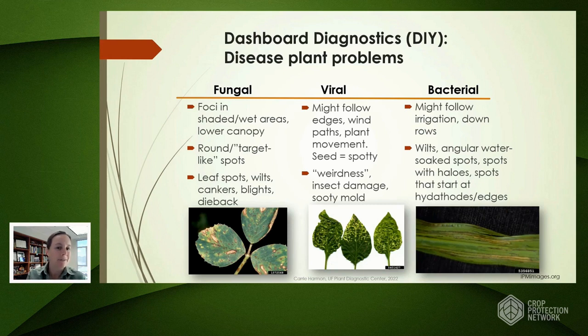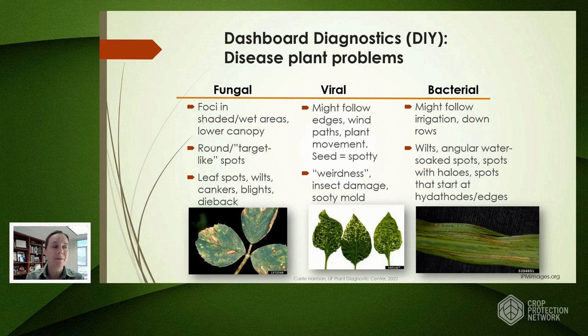Bacteria are a little wimpier and wetter, and that's going to be a major clue for diagnosing them. So we tend to see that they cause water-soaked spots with angular edges because they can't punch through those major leaf veins, or starting at hydathodes and anywhere water collects on the plant: edges, tips, petioles.